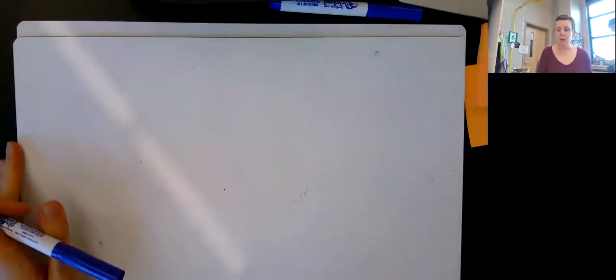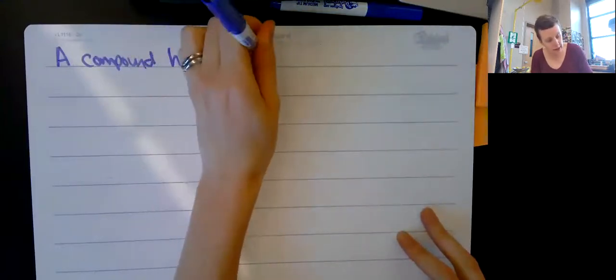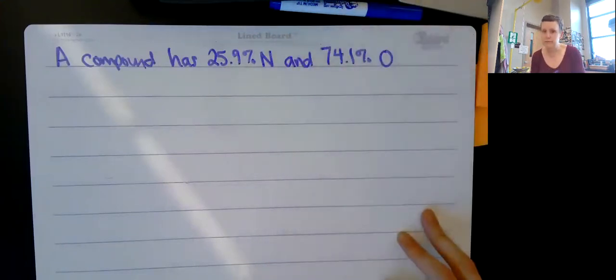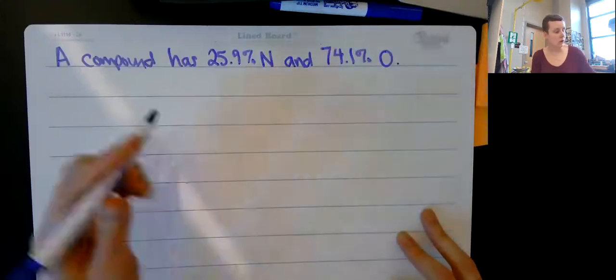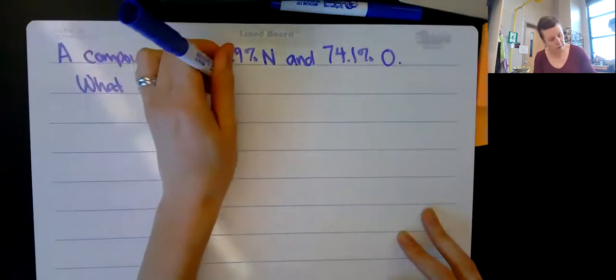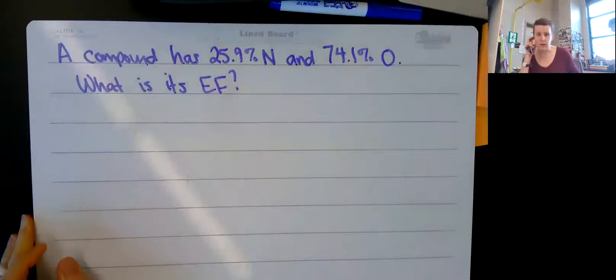Okay, so example problem. Okay, I'm going to use the line side here. All right. Example problem. Here's our breakdown, okay? A compound has 25.9% nitrogen and 74.1% oxygen. What is its empirical formula?